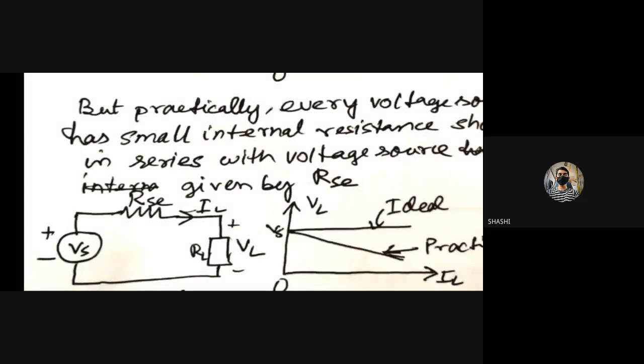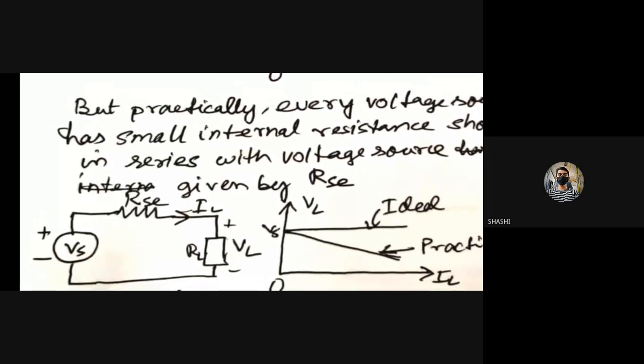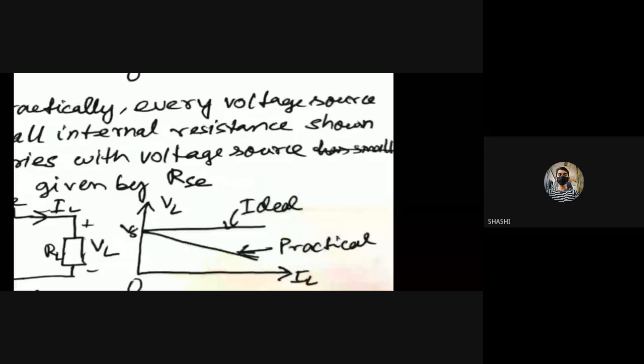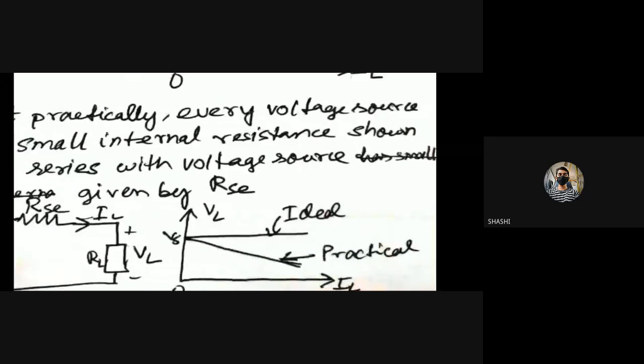So the practical source is unlike the ideal source. Here we see that due to the RSE, the resistance present on the supply side, written as RSE, and on the load side written as RL, the load voltage will not be the same as the source voltage, and our graph will be like this. The practical ones vary from the ideal ones, and that gives rise to the deviation from the ideal case to the practical case. Any questions regarding this?